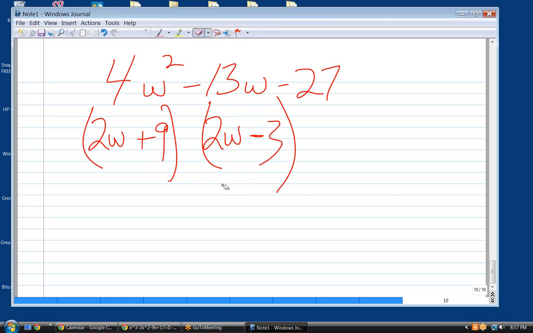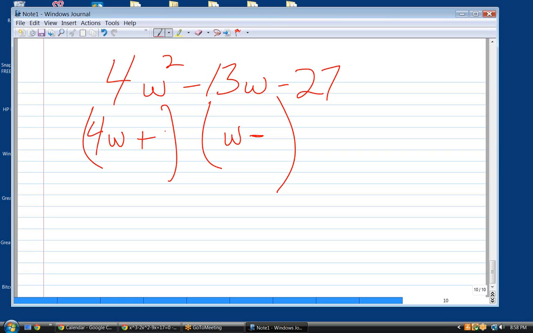So, is it worth trying 27 and 1? I guess it is before we go back and change it to 4W and W. But 27 and 1 can't possibly work because the moment I multiply 27 by 2, I'm way big. I'm at 54. So that's not going to work, so let's try 4W and W, which is the only other possibility.